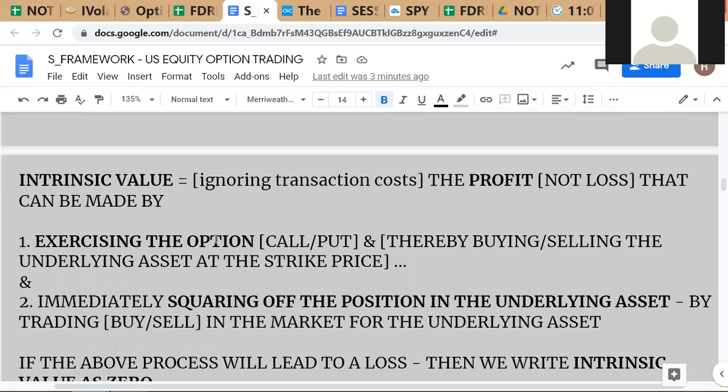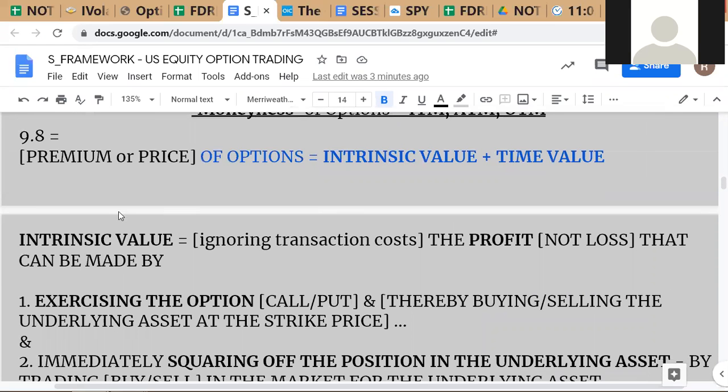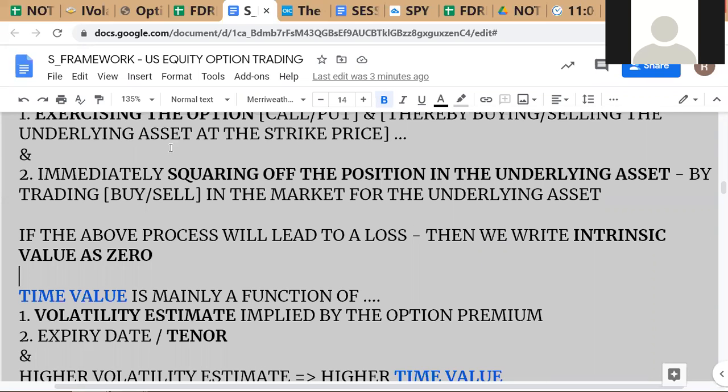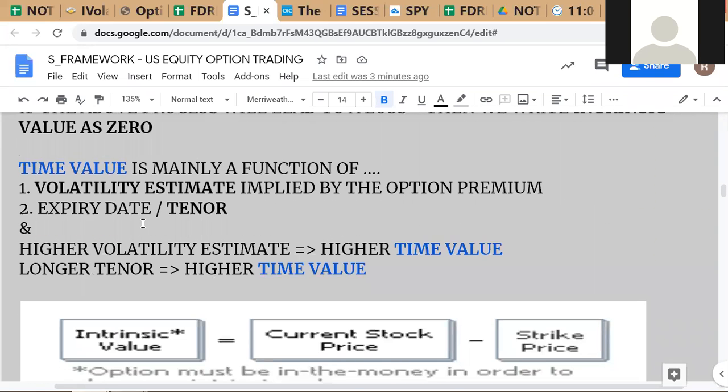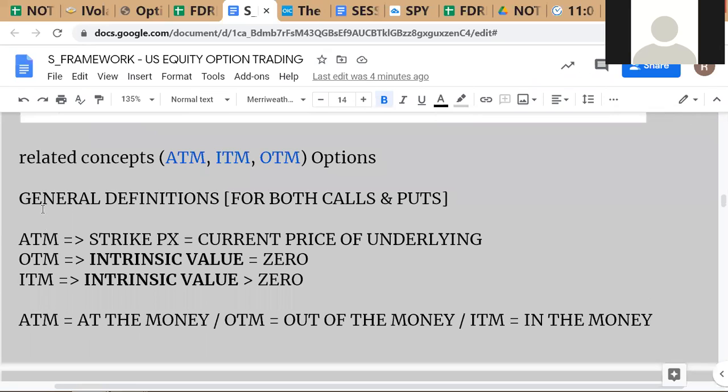This is more important. Moneyness of an option refers to this. Premium consists of IV plus TV. What is IV? You figure out from here what IV is. It can be 0 or greater than 0. Then TV is equal to premium minus IV, and TV is affected by these two. And then what are the general definitions? ATM means strike equal to current price of underlying. OTM means that intrinsic value is 0, and ITM means that intrinsic value is greater than 0.